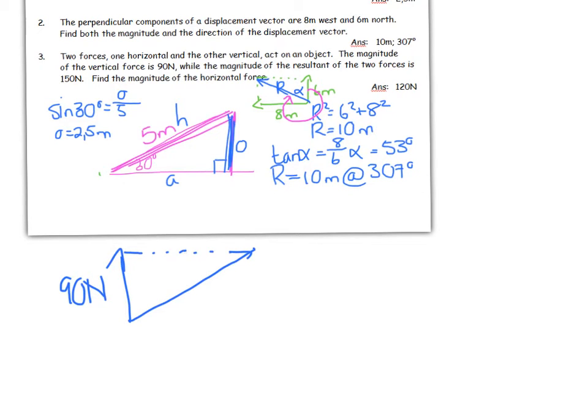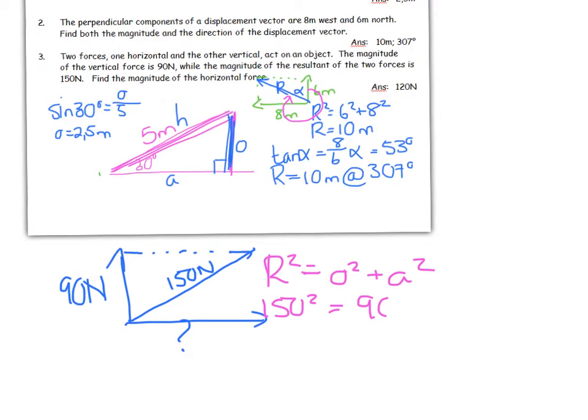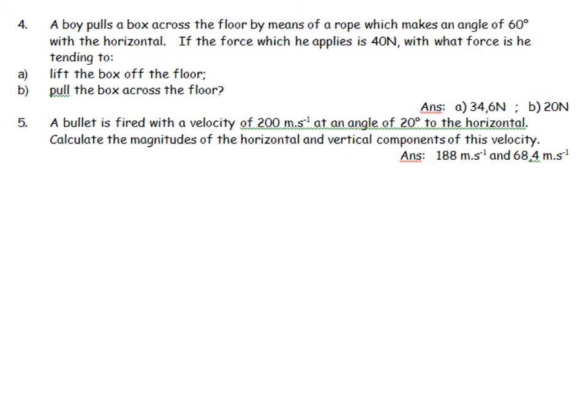Remember, resultant is always the diagonal of the parallelogram, and therefore I'm interested in that particular force over there. I've got the hypotenuse, r squared is equal to opposite squared plus adjacent squared. So 150 squared is equal to 90 squared plus I don't know what squared. I'll call it the horizontal force. And when I rearrange that, the horizontal force comes out to be 120 newtons.